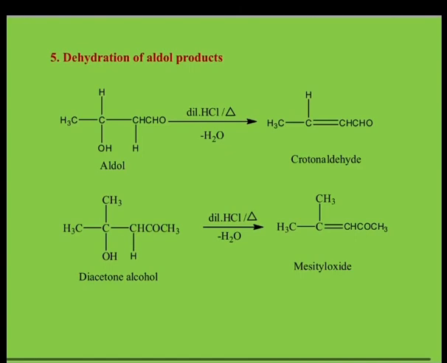Next reaction is dehydration of aldol products. The aldol products lose water when heated with mineral acid and form alpha, beta unsaturated carbonyl compounds. So first reaction is aldol undergoes dehydration in the presence of dilute HCl to form crotonaldehyde.